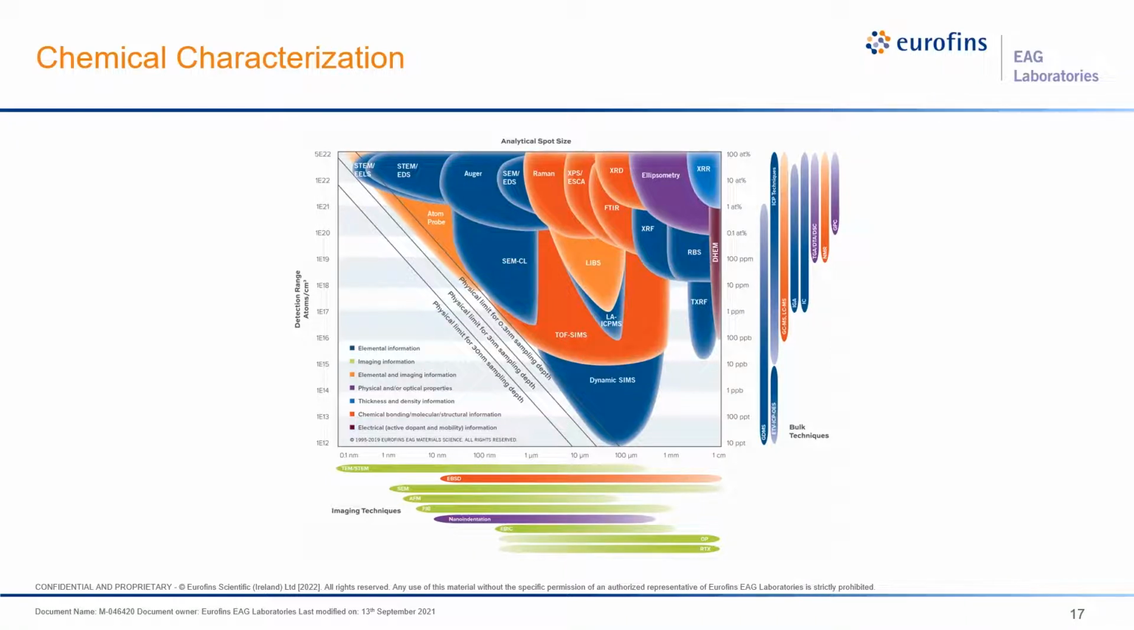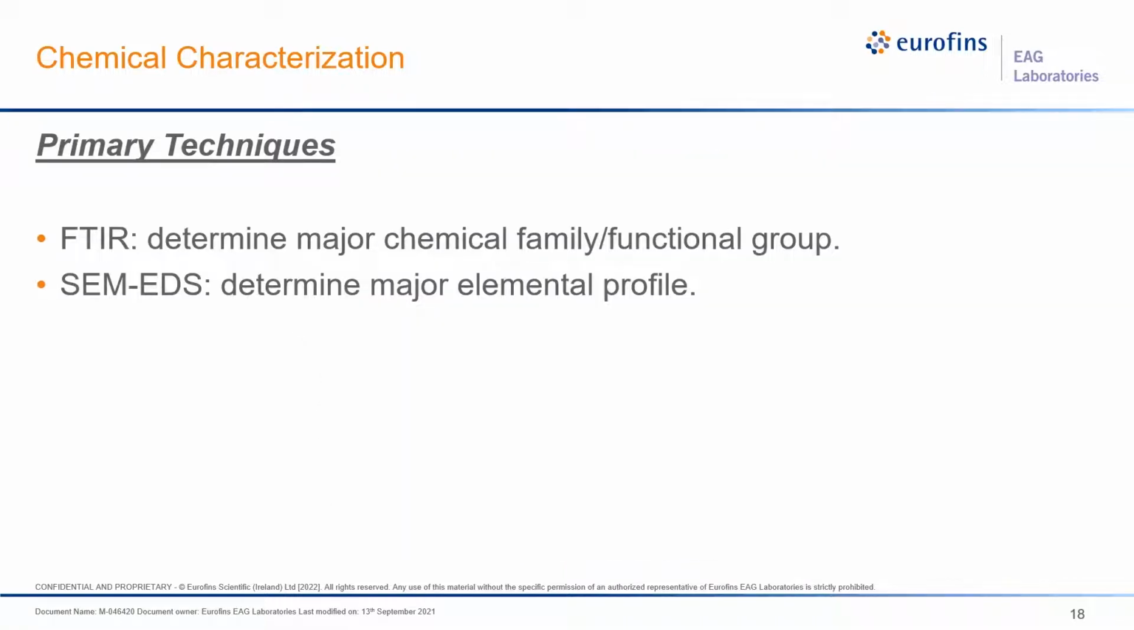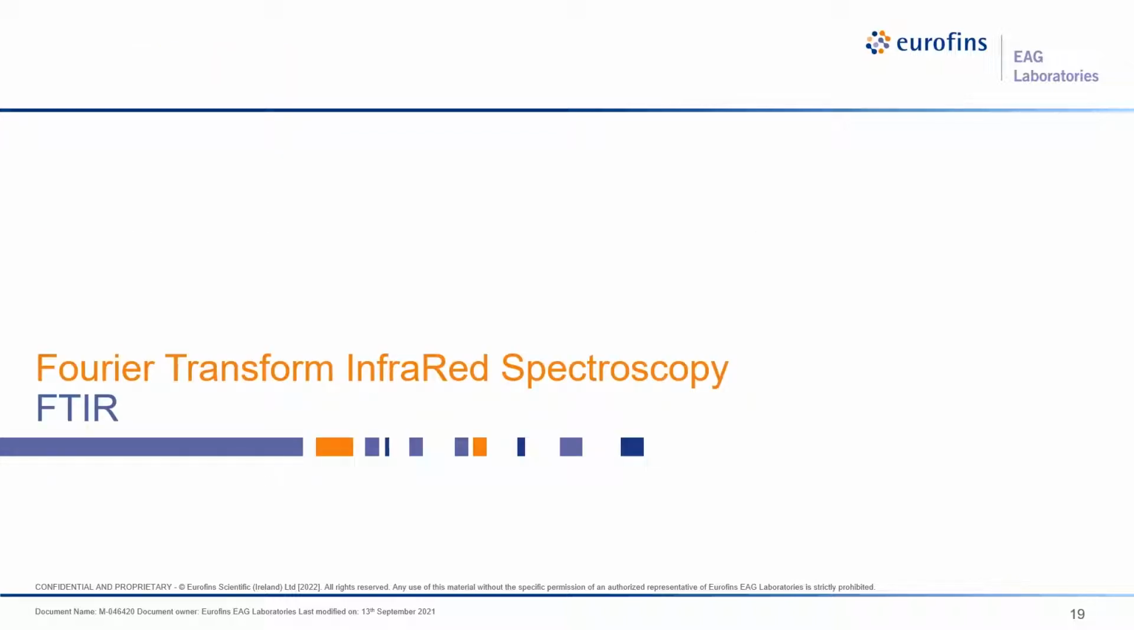All right, so let's go into the two primary techniques we use for particulate analysis. That will be FTIR and SEM-EDX. FTIR is used to determine major chemical family and functional groups. And the EDX technique is to determine the major elemental profiles. We'll go into them one by one. First, let's talk about FTIR a little bit.